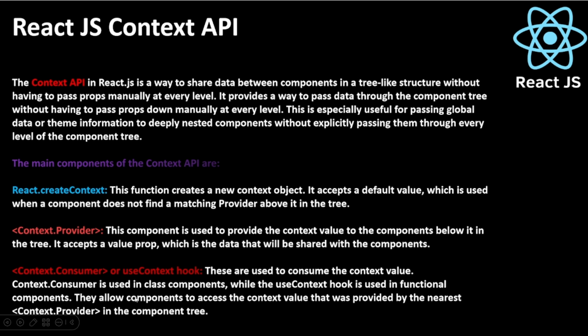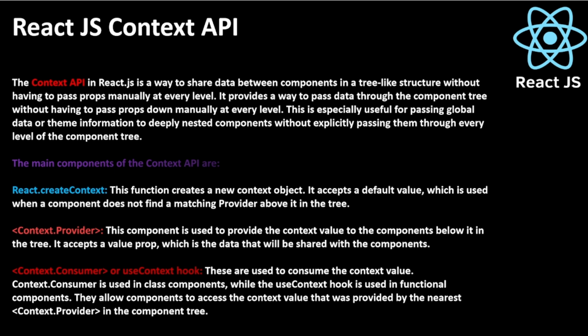So the consumer, as I mentioned earlier, is used to consume the value. Once you have the value as the prop, you can access it wherever you want to, guys. And there is a way to consume the context value: Context.Consumer is used in class components, while useContext is used for functional components. They allow components to access the context value that was provided by the nearest Context.Provider in the component tree, guys. That's all, guys. I hope this makes sense, what I'm talking about.